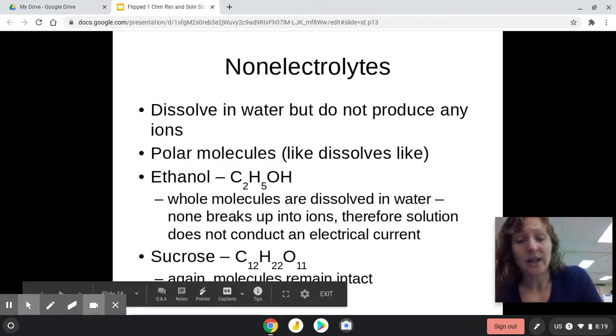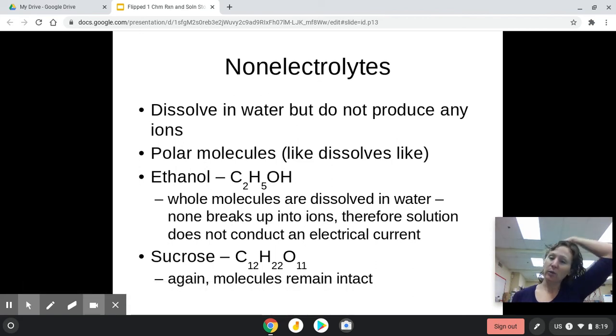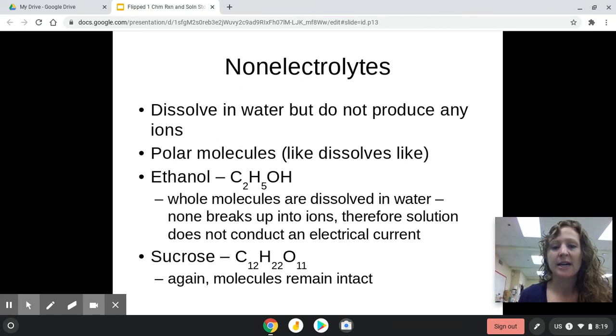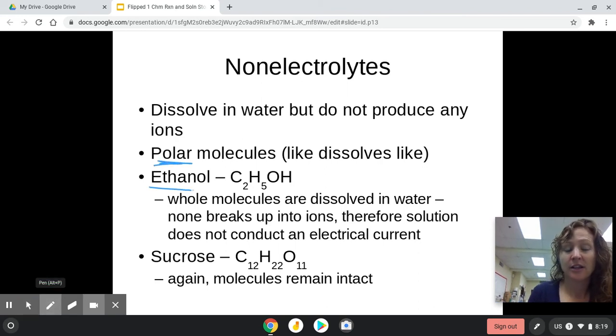Okay, last category, non-electrolytes. So these may dissolve in water, but what they're going to produce are molecules, uncharged molecules, neutral molecules. They may have partial charges in them, but they're not going to separate into distinct ions that will move apart from each other. So there will be no charges to support the movement of these electrons. Most of these are polar molecules. Ethanol is a good example, ethanol is the alcohol that's in your mouthwash. It dissolves very nicely into your mouthwash.